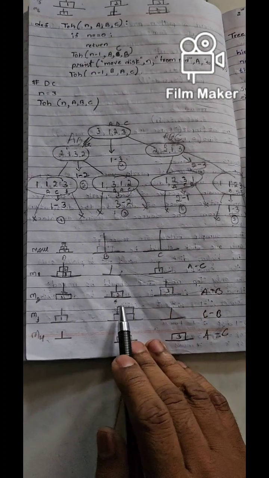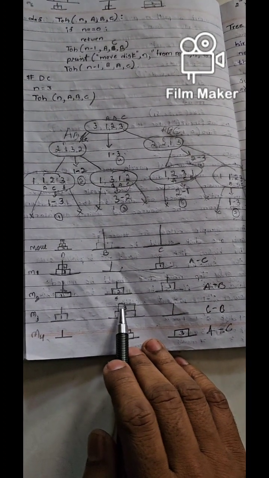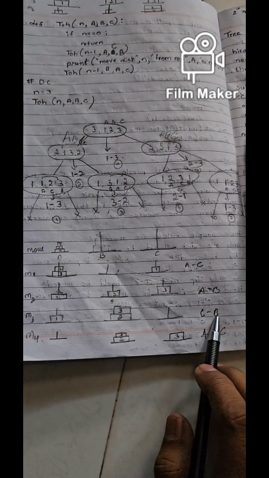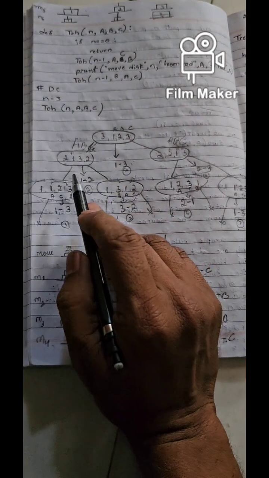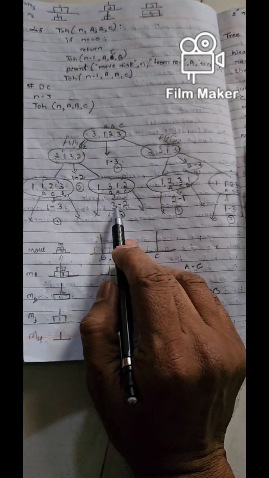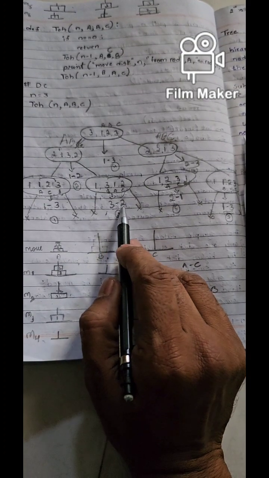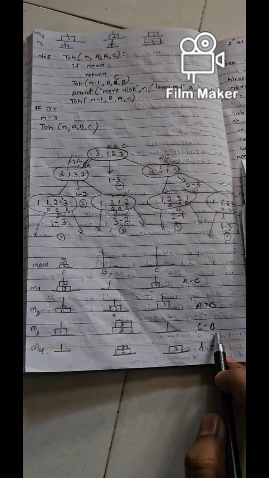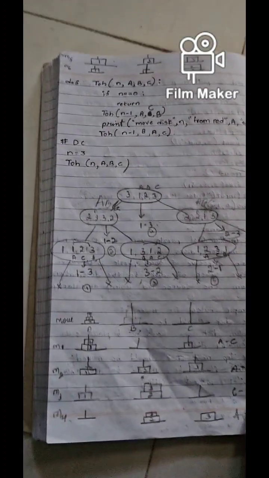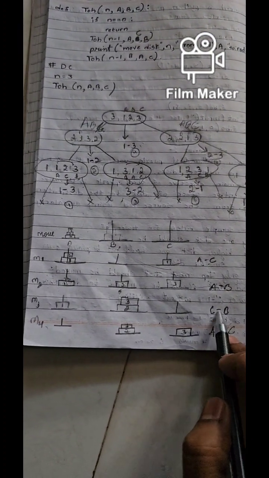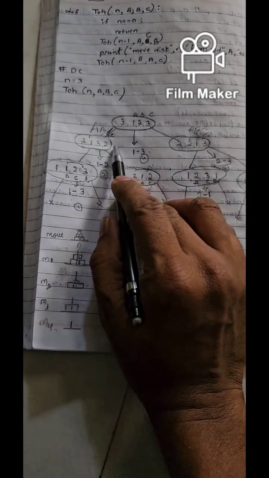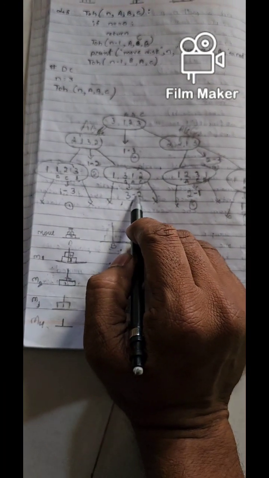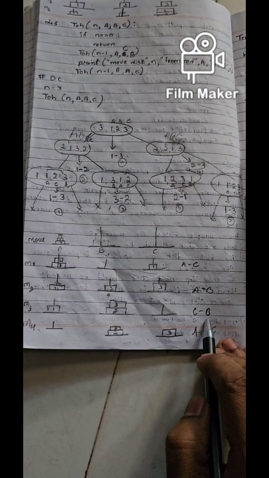Here you can see in move 3, what is happening is C to B. Move 1, move 2, move 3. C to B, that is C means 3 to 2, that is C to B. Don't get confused with numbers and alphabets. So C to B means third to second, 3 to 2, that is C to B. That is the third move.